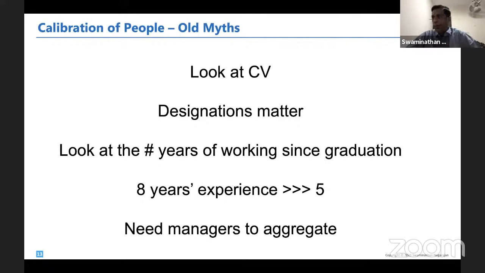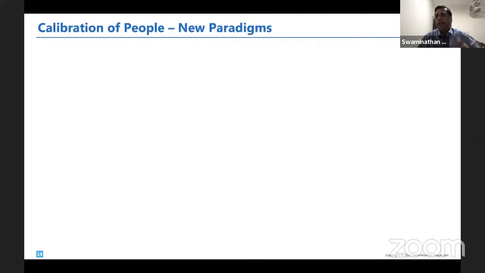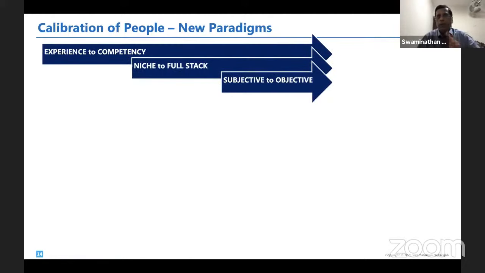Some people may or may not agree, but these were all the implicit assumptions about hiring or interpretation. Do you think this is valid? This is no longer valid. Industry has shifted. This is a very important point for you to understand. What has it shifted, when I say that, right? Fundamentally, there are three things if I have to sum it up. It has moved from experience to competency. This is a key word here.